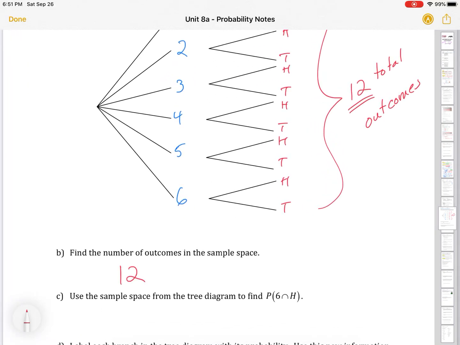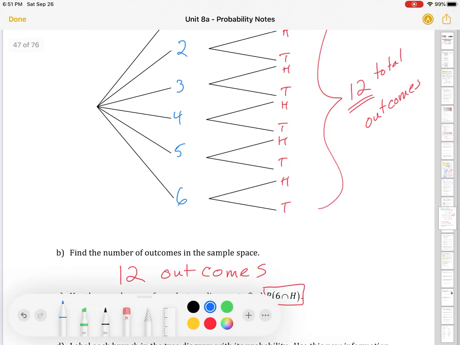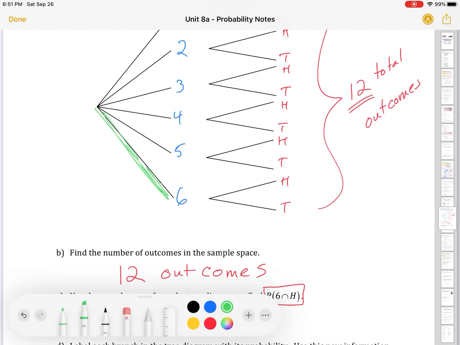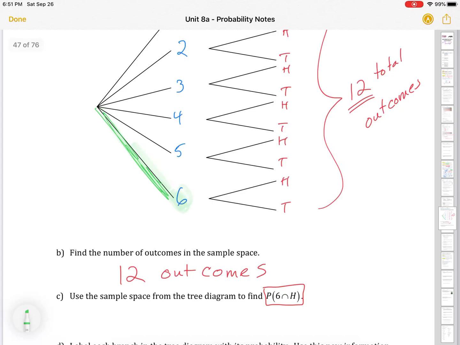Okay, so we could roll a 1 and get a head, roll a 1, get a tails, 2 heads, 2 tails, etc. So now we have our tree diagram, and it is going to help guide us through the next questions. So find the total number of outcomes in the sample space. We have 12 outcomes that are all different. Use the sample space from the tree diagram to find the probability of rolling a 6 and getting heads. So let's see what that looks like.